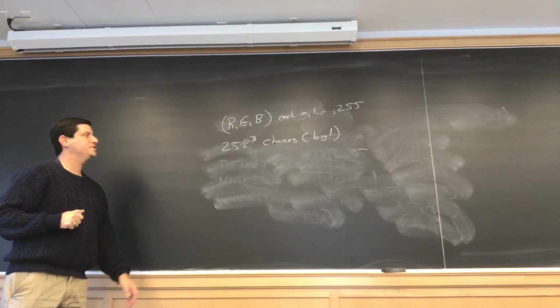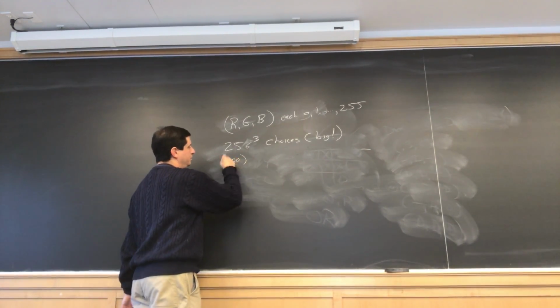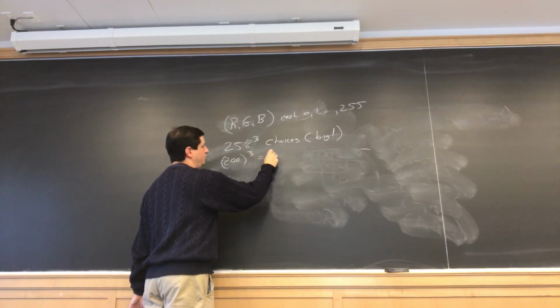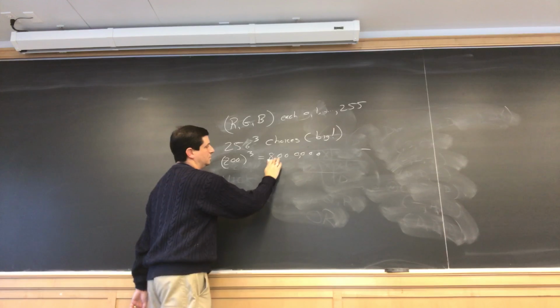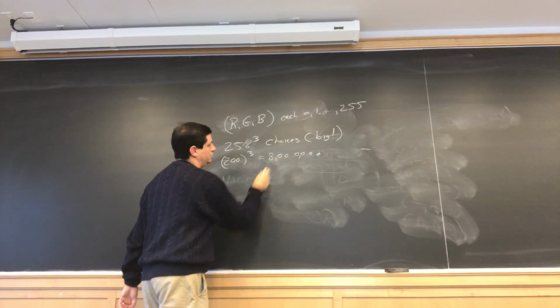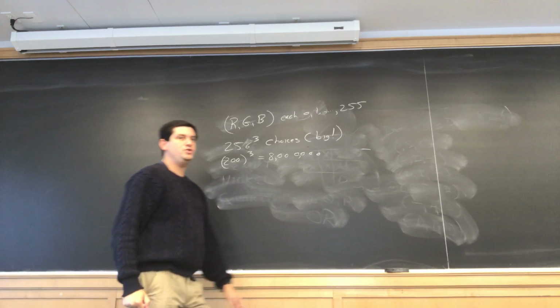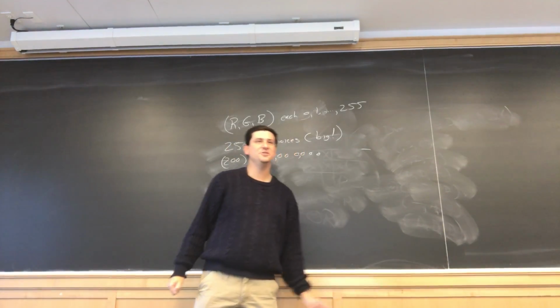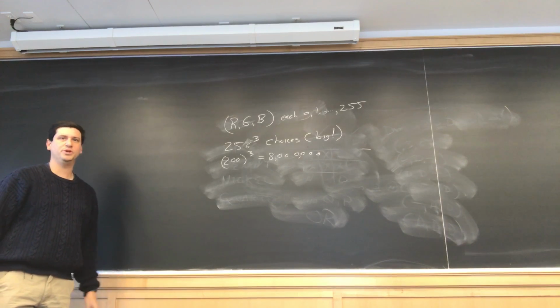So we have 256 cubed. Roughly, this is at least 200 cubed, which is 8,000,000. So there's more than 8 million possibilities. Do you think you can see 8 million different shades? This is plenty of detail for anything we want to send.